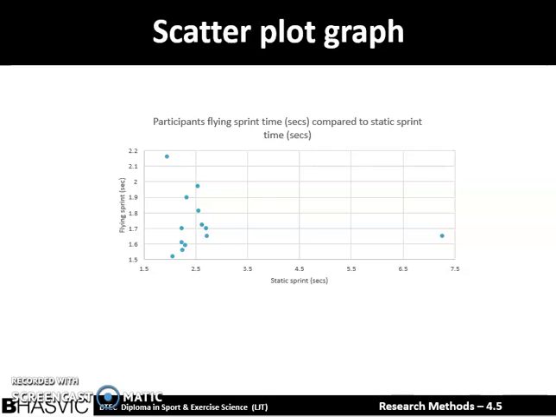So my first graph is a scatter plot graph. Scatter plot graphs are used to see the correlation or relationship between 2 things. Each dot on the graph represents a person and their 2 scores. So on this graph it would be flying sprint speed and static sprint speed. As you can see, the general trend is that people's flying sprint times were quicker than their static sprint times. The graph also contains an anomaly, as one person got 7.26 seconds on their static sprint time. This score doesn't fit in with any other results and also isn't similar, meaning it is an anomaly.